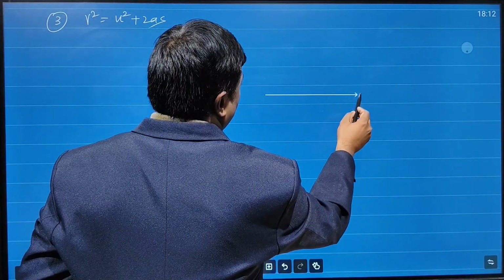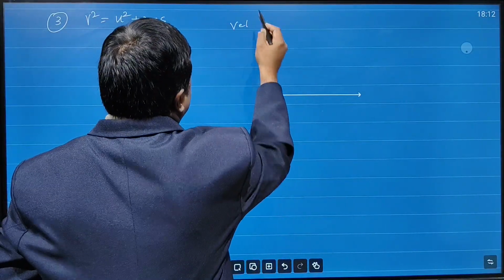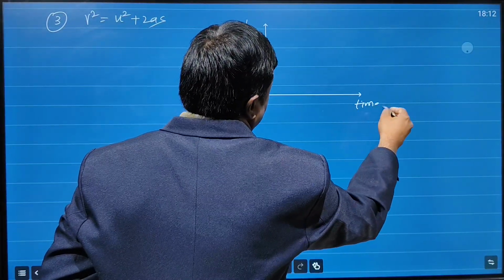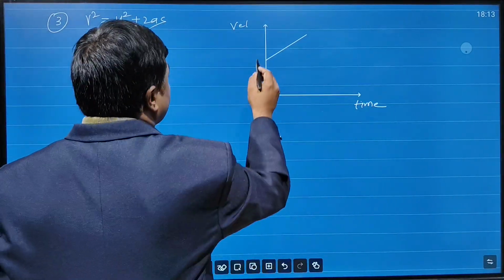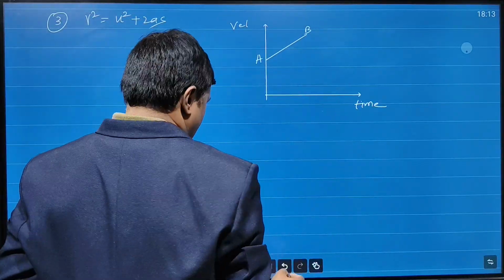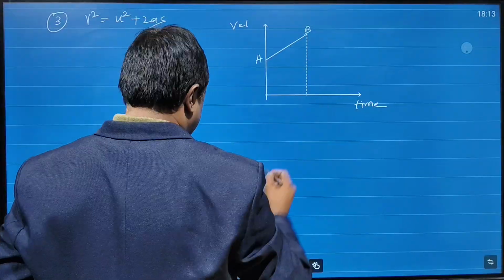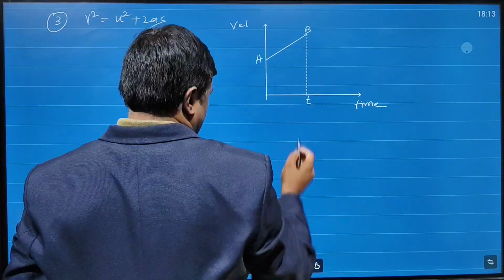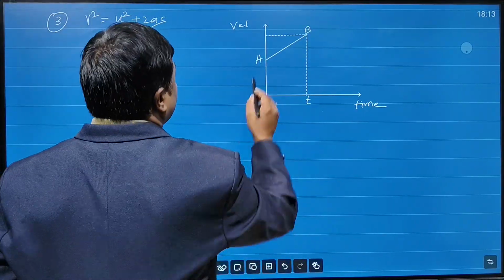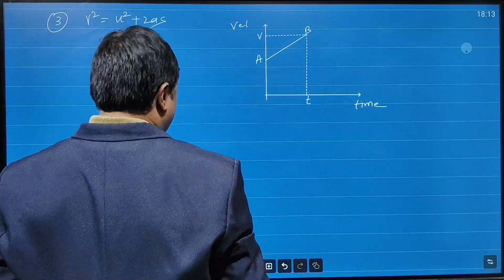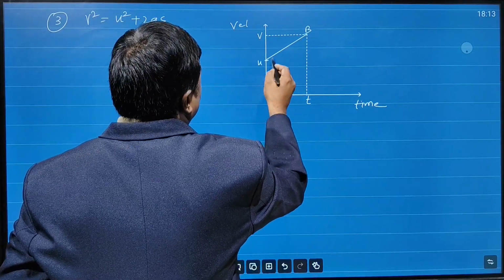With the same graph we are going to derive also. That is the velocity time graph. This is the velocity. This side is the time. So let's take the velocity changing from A to B like this. And we draw one perpendicular here. This is T, and the corresponding velocity at this point B is V. You can take this velocity as U. This is U.